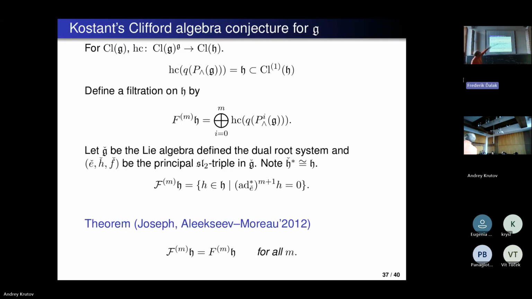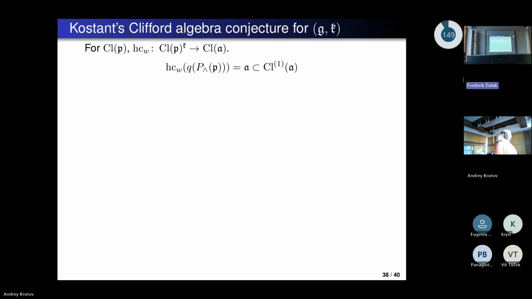So one comes from geometry. So remember, it was the degrees of the homology of our Lie group. This is completely algebraic. So these two filtrations agree. So it's now not a conjecture, but a theorem proved by these fellows. And we can formulate it for the case of symmetric pairs in a similar manner.